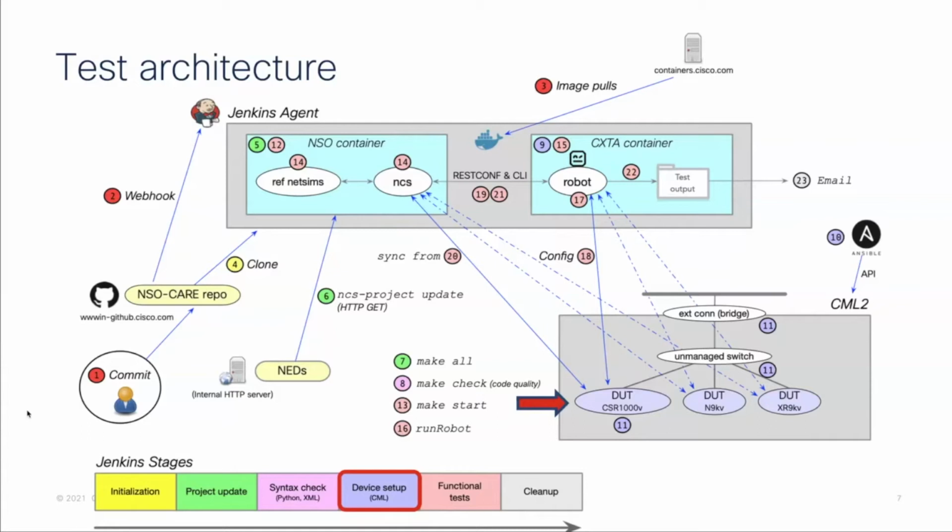And note at the end of this particular stage, that instance of the CXTA container exits because we just needed it to get access to Ansible at this point. Okay, so now we're moving to the actual functional test.